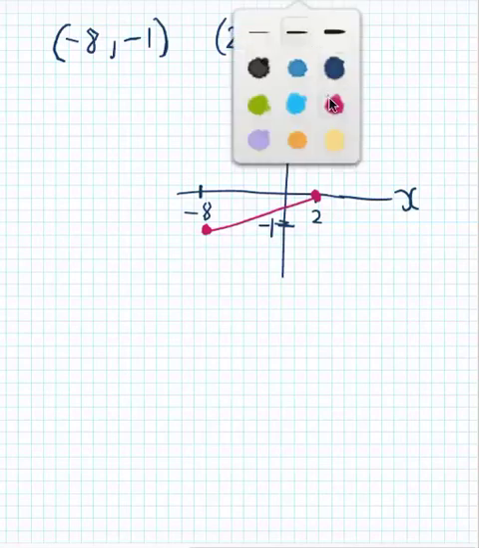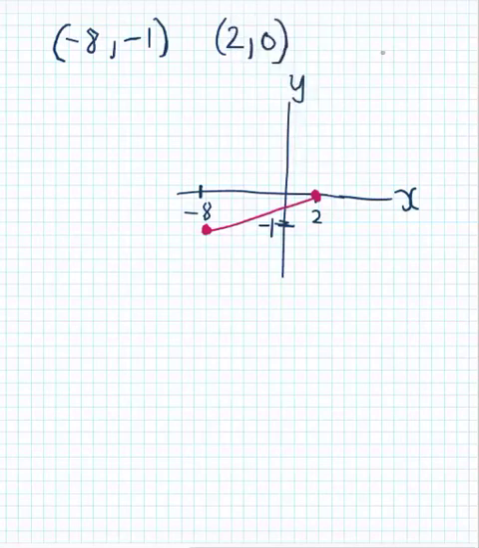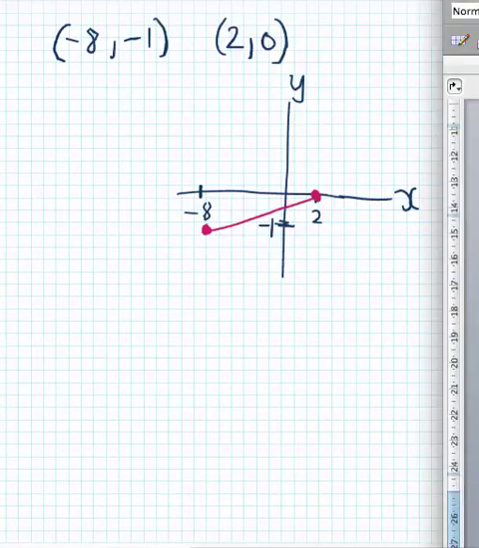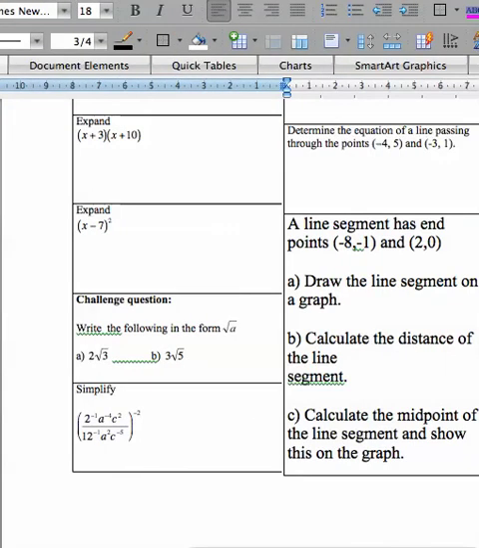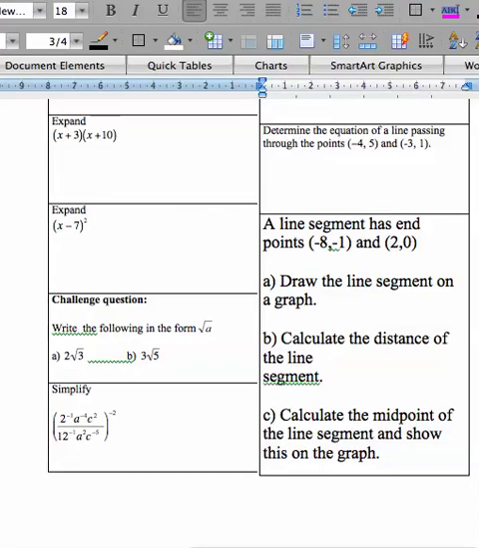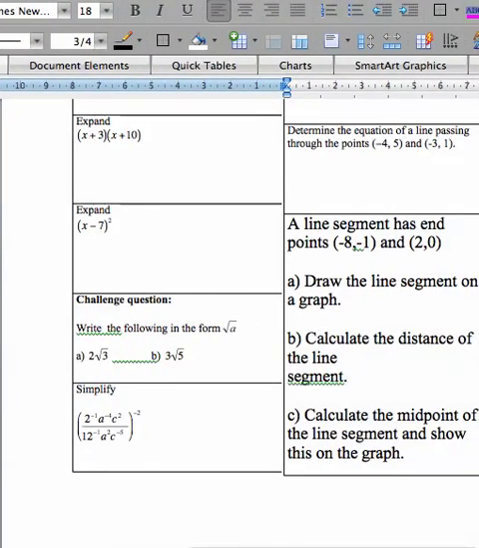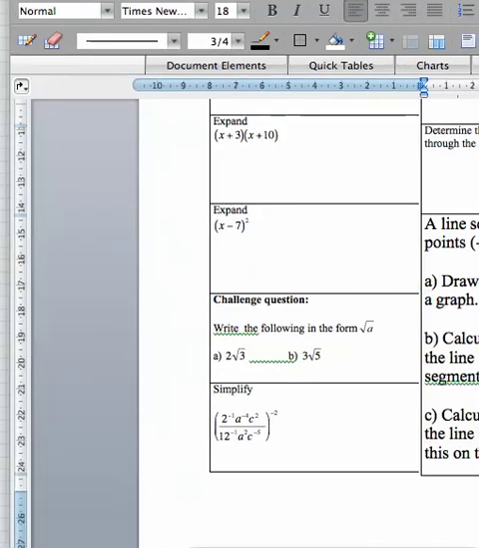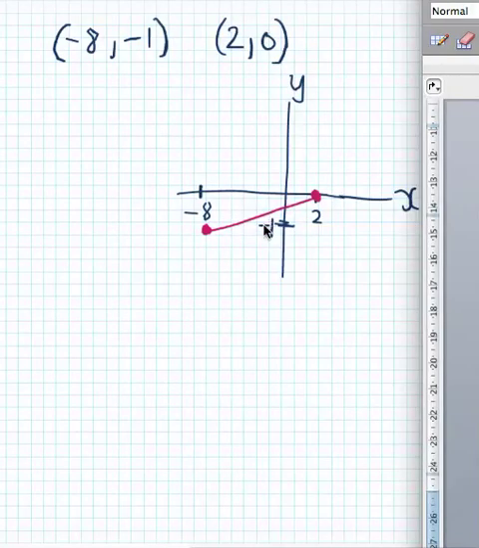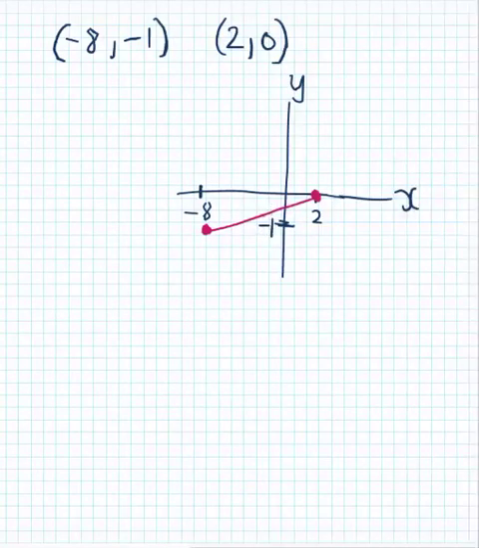So that's our first step. So question A is done. Now question B asks us to calculate the distance of the line segment. And then C asks us to calculate the midpoint. Now I'm just going to explain the midpoint. The midpoint is the point that is exactly halfway between these 2 points. Okay, and remember, a point means a point on the graph. And I can estimate what this is. If I had drawn a proper scale, it would be more accurate.